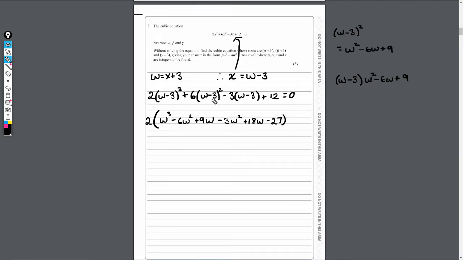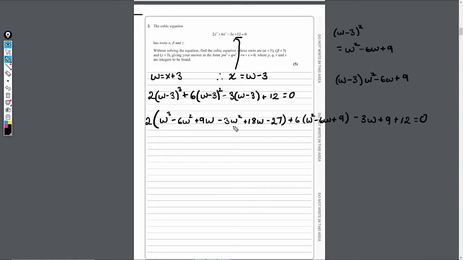We've got 6 lots of this, so this is going to be running off the page here. So 6 lots of w squared minus 6w plus 9, minus 3 lots of w minus 3, so minus 3w, and then minus 3 times minus 3, plus 9. And we've got our plus 12 at the end, and this is equal to 0. It's quite long, but let's carry on simplifying this.